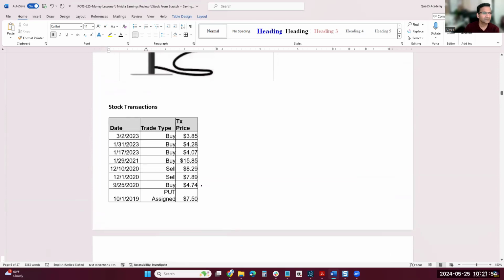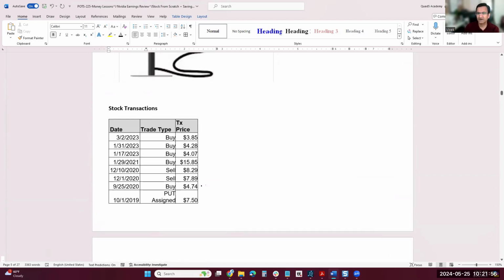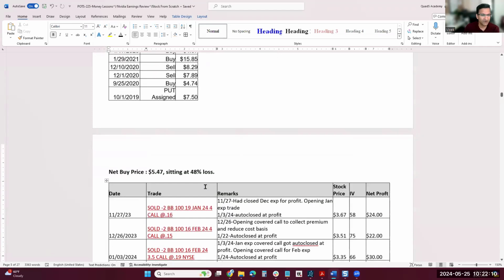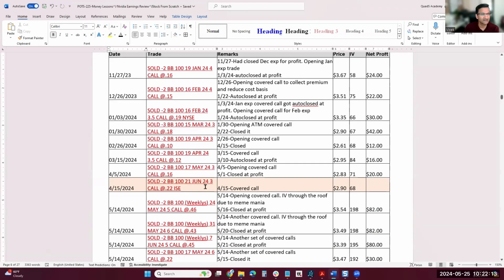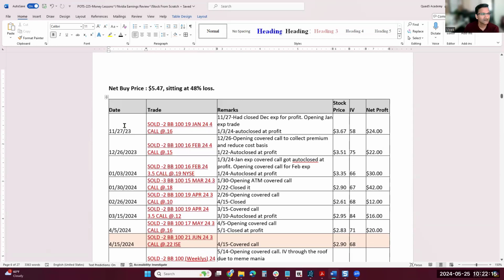Not that I hate business, not that I don't like business, but hey, I want to reduce my cost basis while business takes its own time to turn around. And if it doesn't turn around and my stock goes to zero, at least I will lose less. So I pulled out some data. Here are all the transactions that I closed for this year.